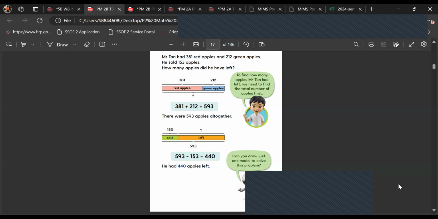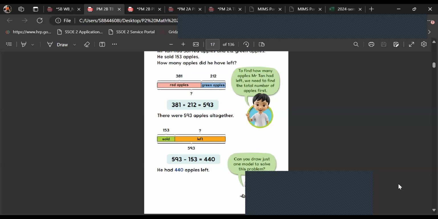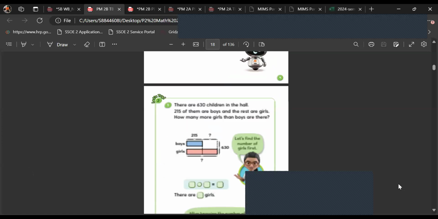Yes? Yeah. So over here you look at the models, there are 2 models drawn. One is a pathway model about the apples put together. Then the other model, also a pathway model, shows one part is sold and one part is left. Doesn't this look just like the train question just now? Like how people got in and how people got out.